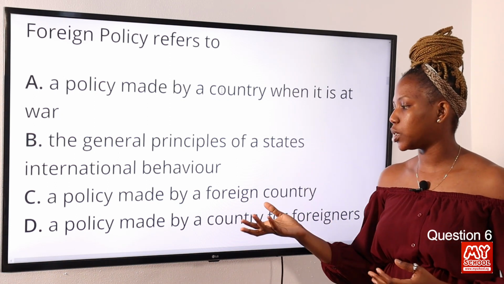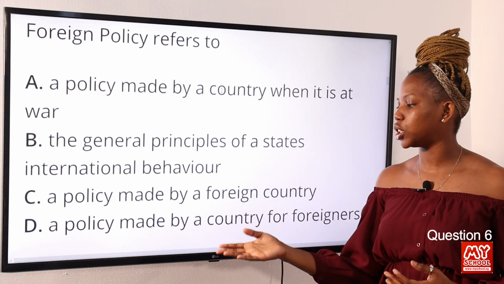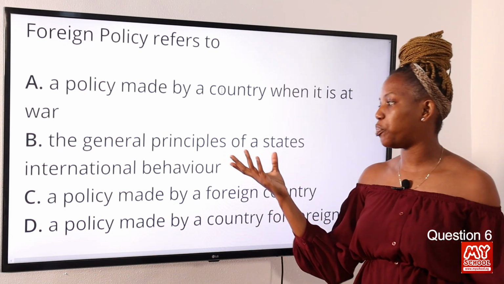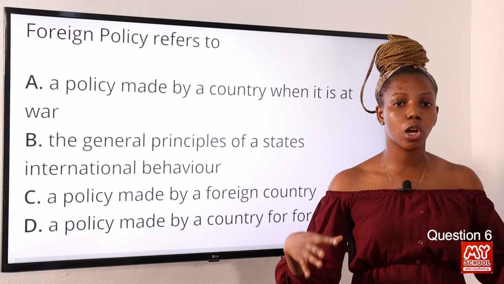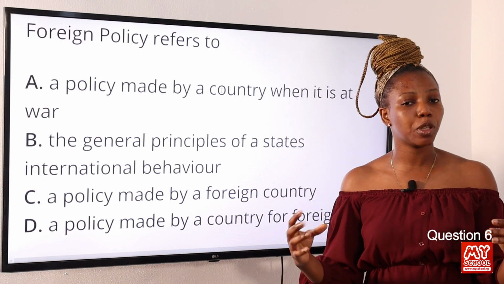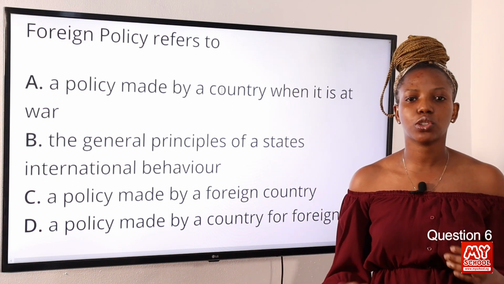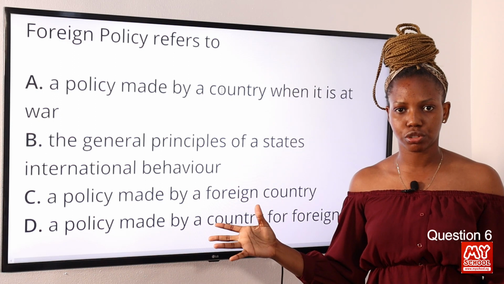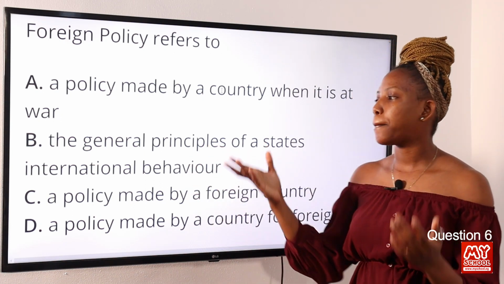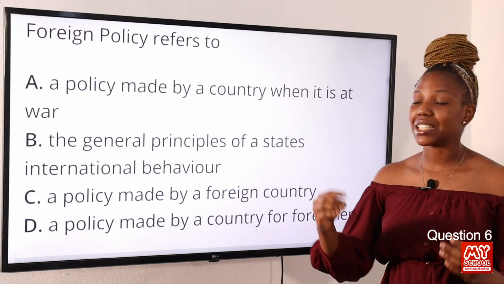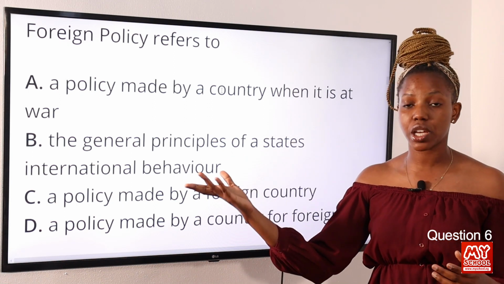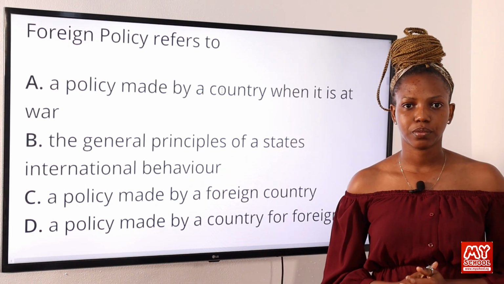Option C, a policy made by a foreign country. Option D, a policy made by a country for foreigners. The answer to this question is the general principle of a state's international behavior. Foreign policy is a pattern of behavior adopted by a state in relations or interaction with other countries. So the answer to this question is option B, because it has to do with the principles of a state's international behavior, that is how they interact or how they relate with other countries. So option B is the correct answer to this question.